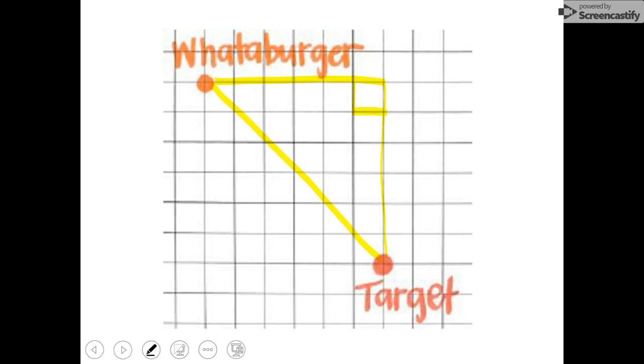Now we have to count. We're going to count 1, 2, 3, 4, 5. So this is a length of 5. 1, 2, 3, 4, 5, 6. This is 6. And this is what we're trying to find.